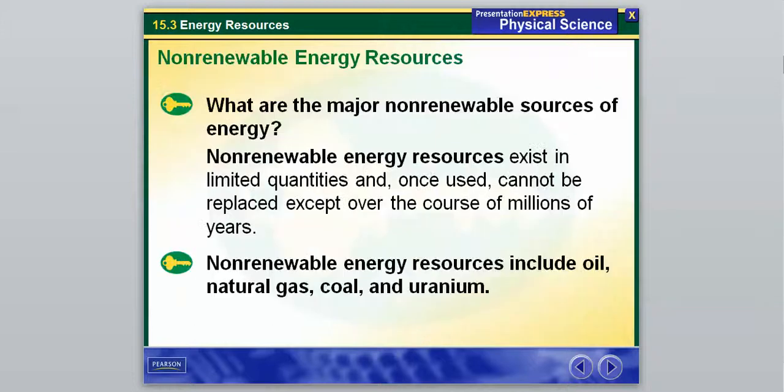And that's going to take us to our first type of energy, which is non-renewable sources of energy. A non-renewable energy resource exists in limited quantities, and once used, it cannot be replaced except over the course of millions of years. So once we use up a non-renewable energy source, it is never going to come back unless it's over millions of years, and none of us are going to be around to see that.